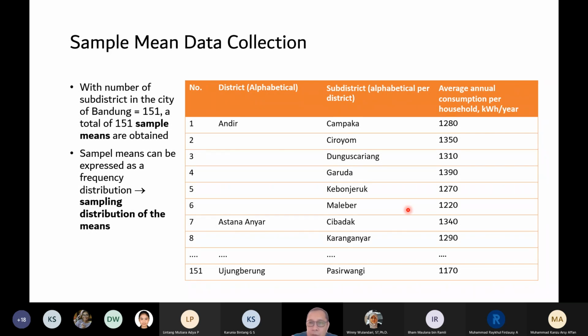Okay. You can also calculate, if you want, their kurtosis, their skewness, and so on. So what we get, if we express these numbers in terms of frequency distribution, is called a sampling distribution. Sampling distribution consists of sample descriptors. In this particular case, because we plot the frequency distribution of sample means, what we get is the sampling distribution of the means.